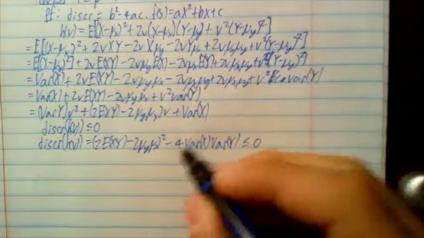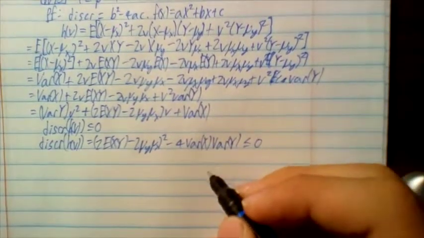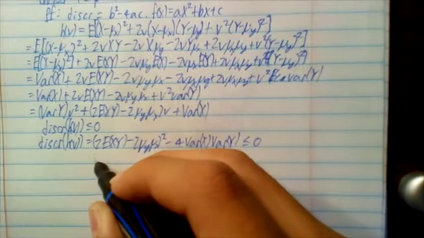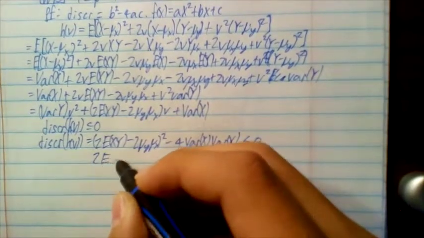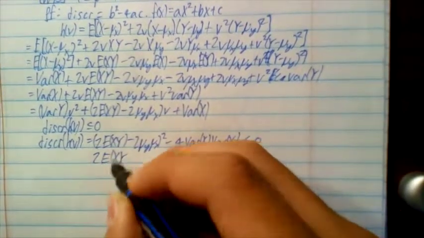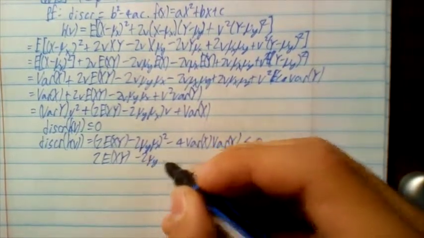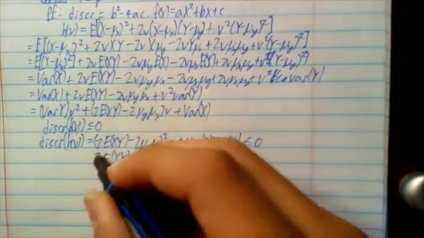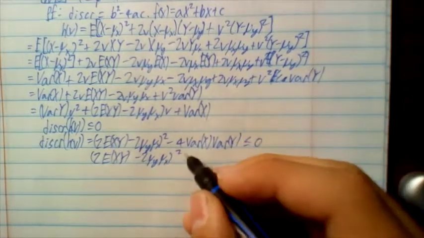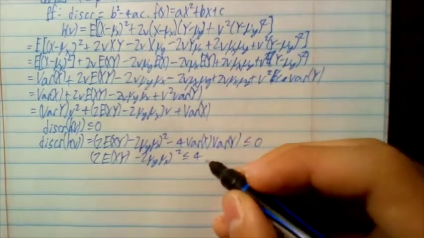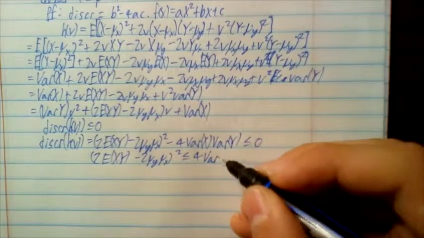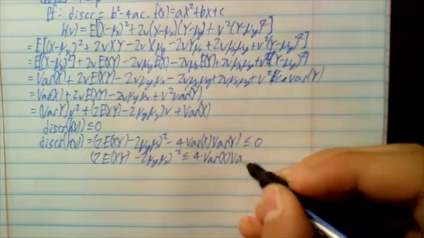So, adding 4 times the variance of x times the variance of y to both sides, we have 2 times the expectation of x times y minus 2 times the mean of y times the mean of x, all squared, is less than or equal to 4 times the variance of x times the variance of y.